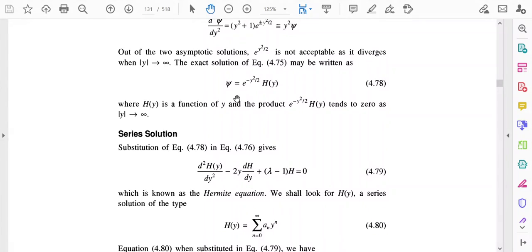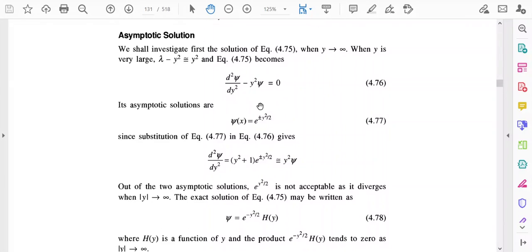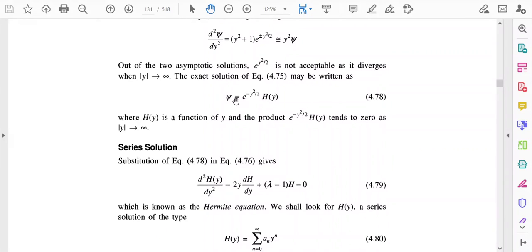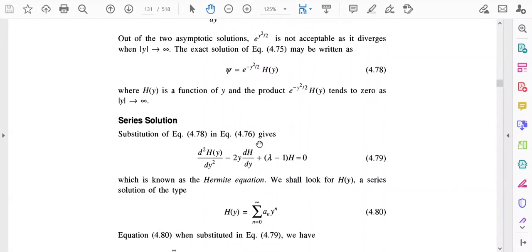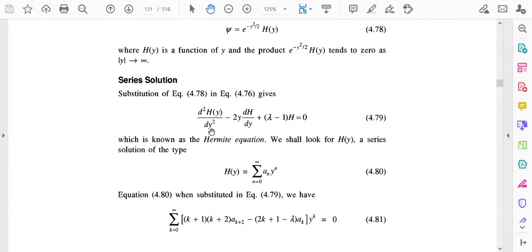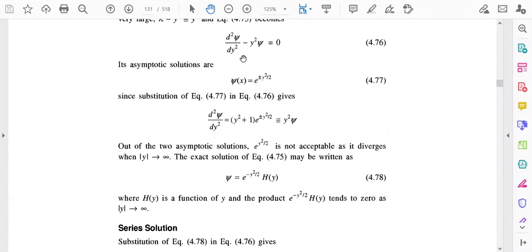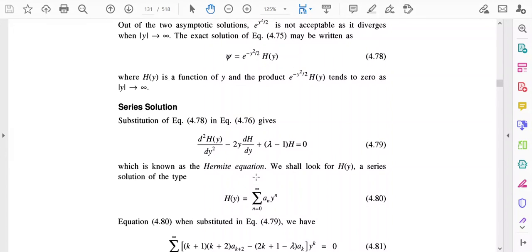Now if we assume the solution like this, then in equation 4.76, if we substitute the value of ψ, then what we will obtain? If we put the value of ψ in this equation, then the equation will be like this: d²h/dy² minus 2y dh/dy plus (λ minus 1) into h is equal to 0. So after substitution of ψ into this equation, we have this equation, and this is known as the Hermite equation.